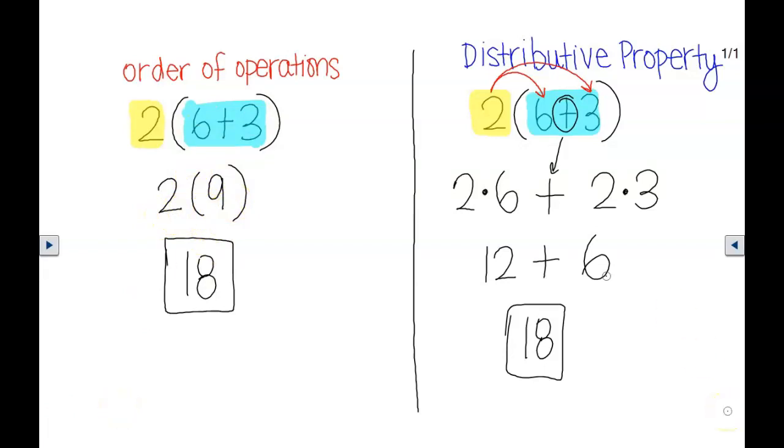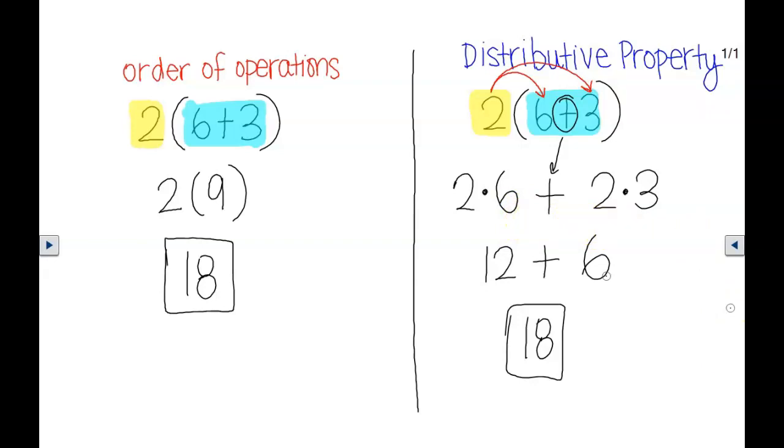Distributive property says that instead of doing order of operations, like we did over there, to multiply 2 times this entire group, we can get that done by distributing the 2 and multiplying it by each member. So 2 times 6 plus 2 times 3. And notice that it does indeed give us the same answer.